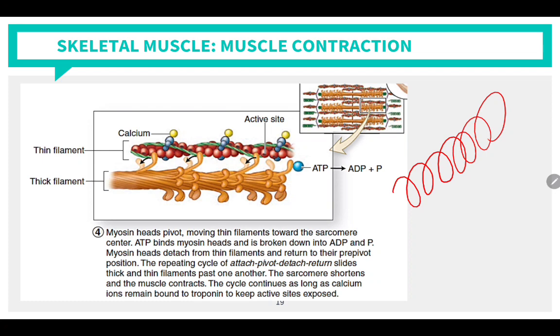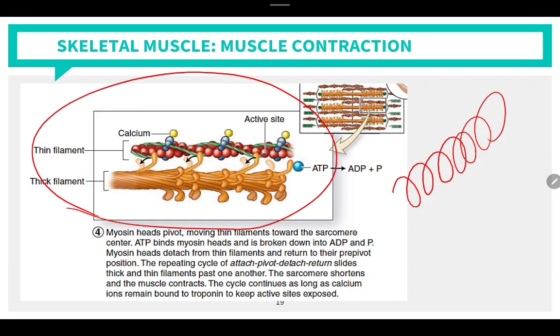Ibig sabihin, itong pag-move niya, 'di ba? Remember niyo to, tignan natin na this is the sarcomere area. Itong may green dyan, that is your I band. Itong buong area na to is the A band. Itong buong area na to is the I band. So basically, saan yung mga nag-move, guys? In the A band area. Okay, tandaan, the A band area.